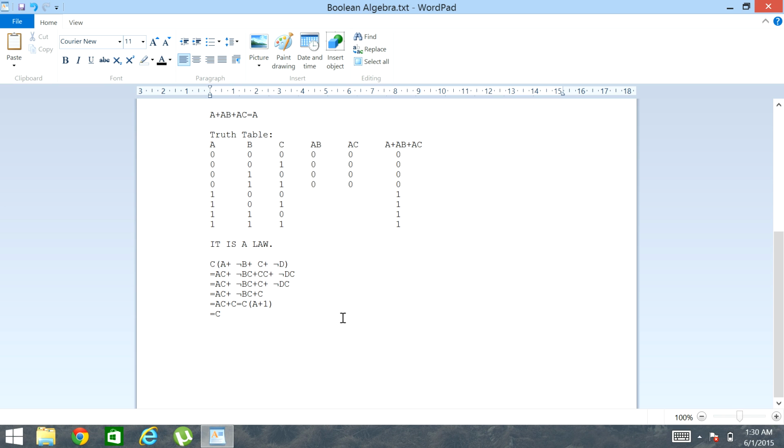Now these 2 terms, B negated C plus C is equal to C times (B negated plus 1). That is AC plus C times (B negated plus 1). B negated plus 1 as a whole is just 1, so C times 1 is just C. So AC plus C, again using the distributive law, can be written as C times (A plus 1), which is equal to C.